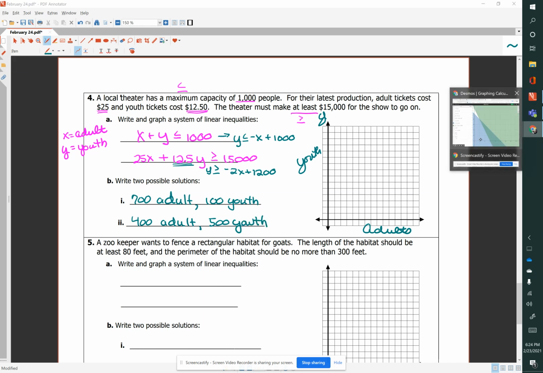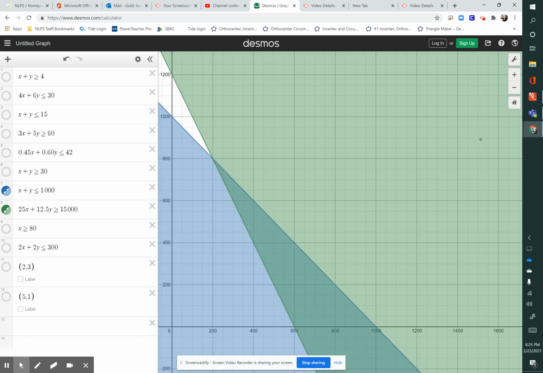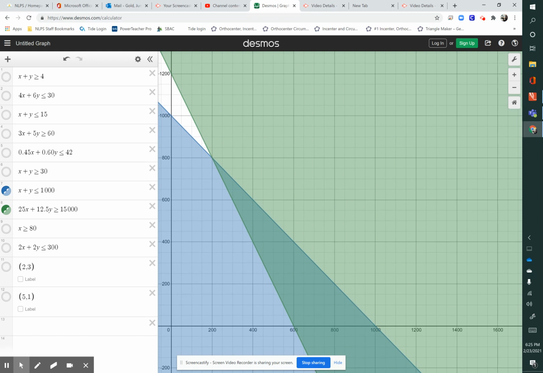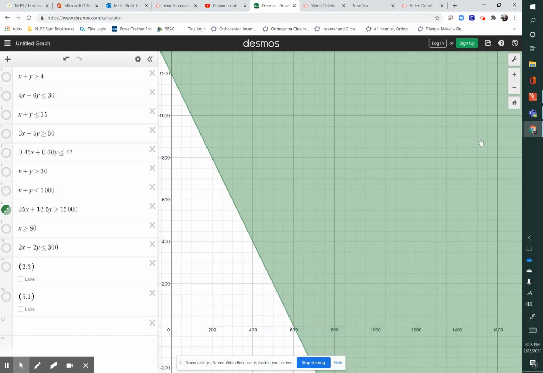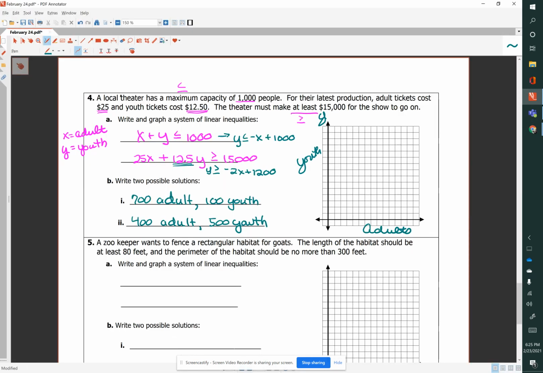What we could not do is sell 200 youth tickets and only 200 adult tickets and only 400 youth tickets. That would not work. That would be right there. So we have to stay within those parameters. And then let's look at our final problem of today.